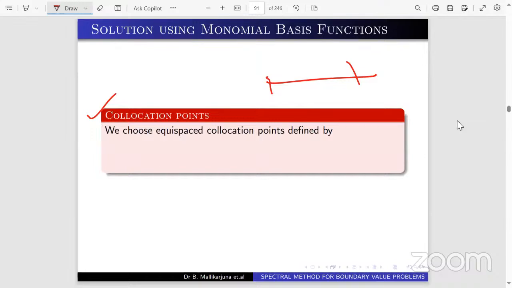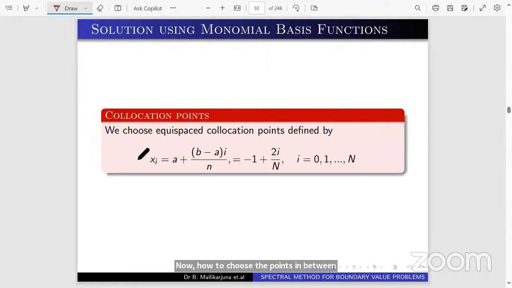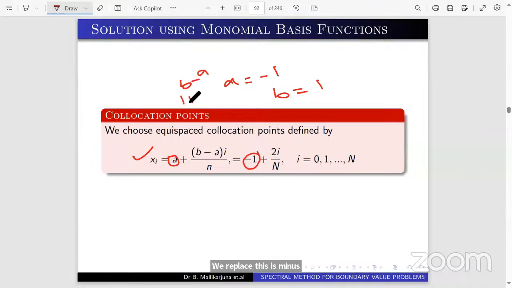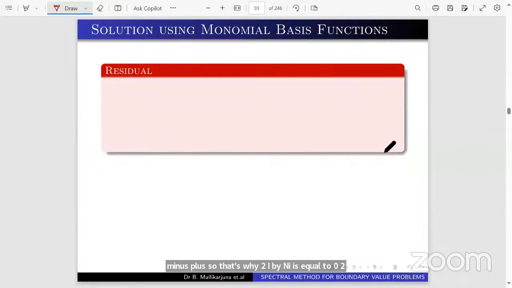Now, how do we choose the points in between these equispaced points? We choose the same formula, but the domain A is -1, B is equal to 1. We replace these, A is -1 and B minus A is 1 minus (-1), so that's why 2i by n, i is equal to 0 to n. So these are the equispaced points. So the approximation is done, and choosing the points is also done for this basic second order linear boundary value problem.